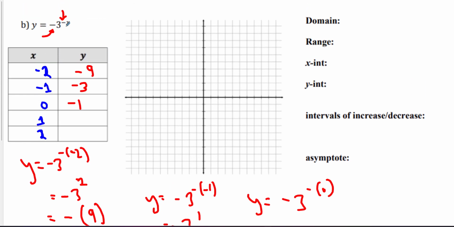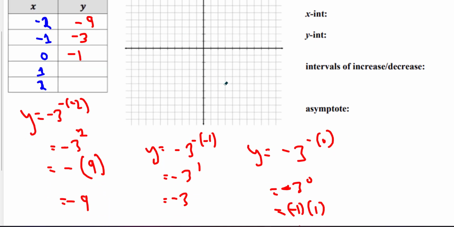Because this negative sign is outside the brackets, every single answer will always be negative because the exponent can never change a positive or negative sign. And that's key. That's important. A lot of students don't understand this. They think the negative sign from the exponent somehow changes the positive or negative sign of the number. And that is false. The exponent can never ever influence a positive or negative sign. It doesn't have that power.